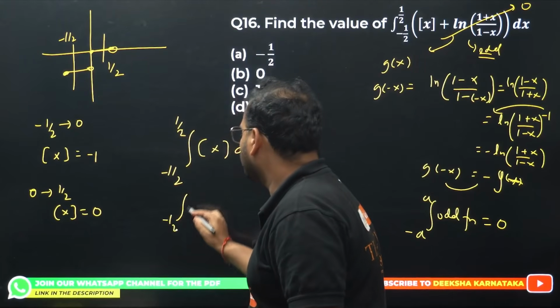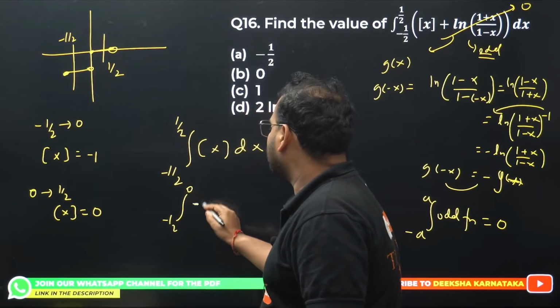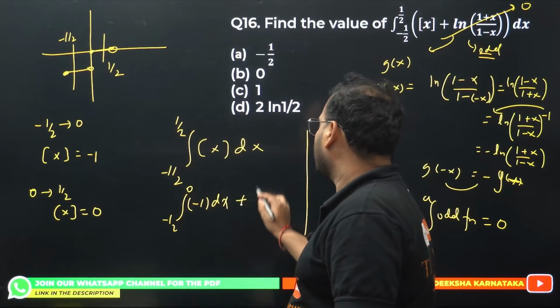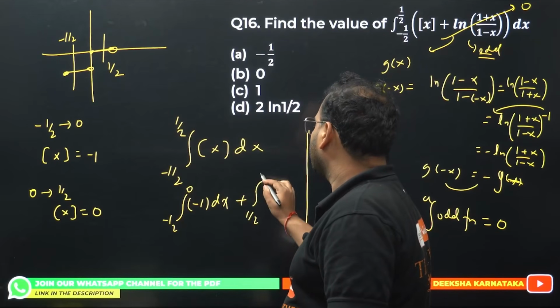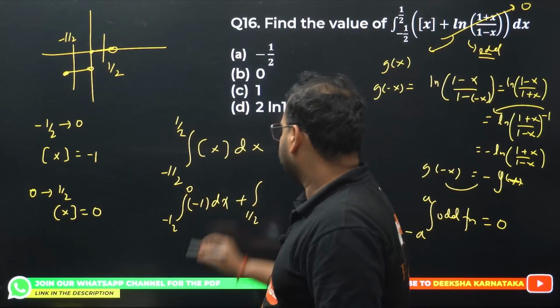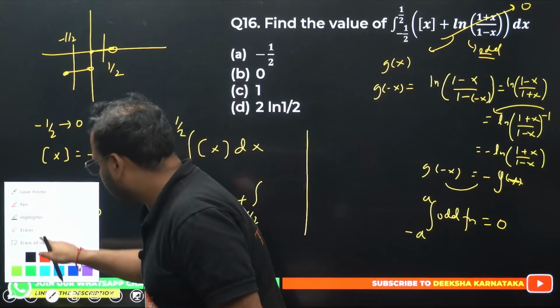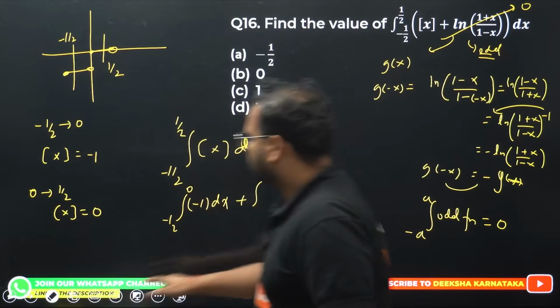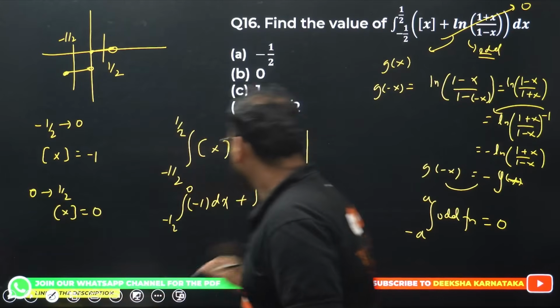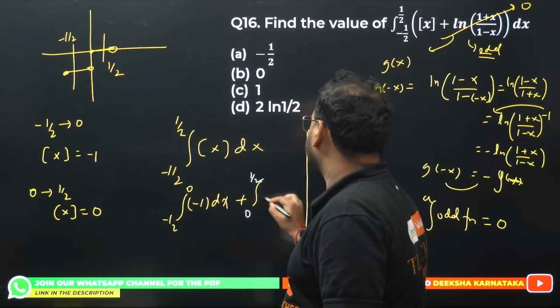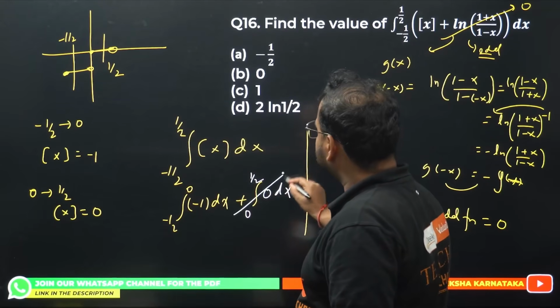Minus 1 by 2 to 0. This will be what? Minus 1 dx. And for the next part, 0 to 1 by 2, no? My bad. This is 0, okay? Sorry. 0 to 1 by 2 will be what? This is 0, right? Yeah. 0 dx. This part is cancelled, gone.